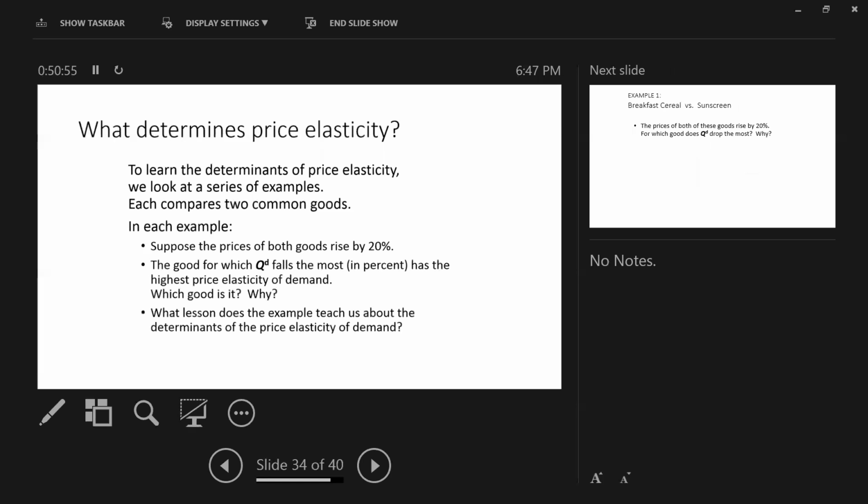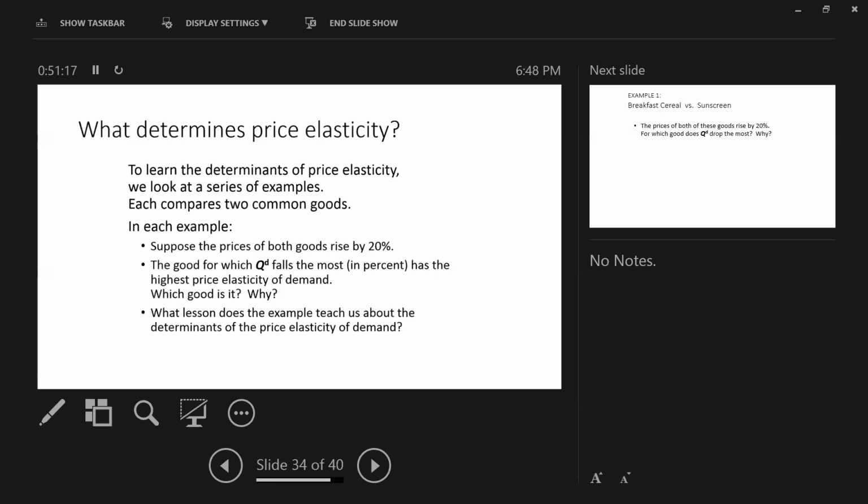Each of these examples is going to teach a general lesson about the determinants of price elasticity of demand, about the various factors of the economic environment that would influence the shape of a demand curve. However, I'm going to suggest right off the bat that all of these examples, maybe except for the last one, are critically related to the availability of substitutable goods.